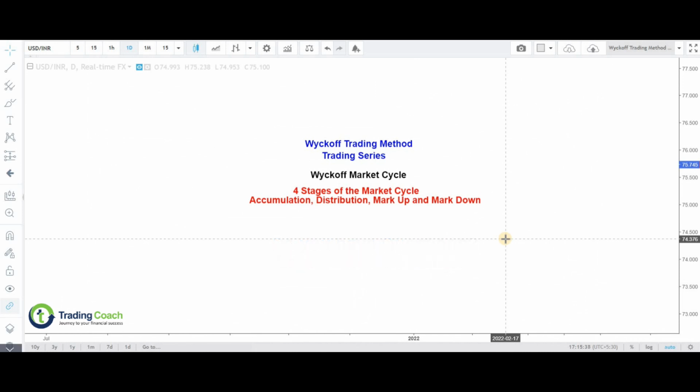In the upcoming videos, we will explore more about the different stages of the market cycle. We will look at each one of the stages in depth, and we will see how we can trade them.